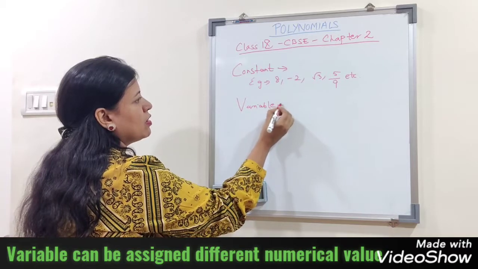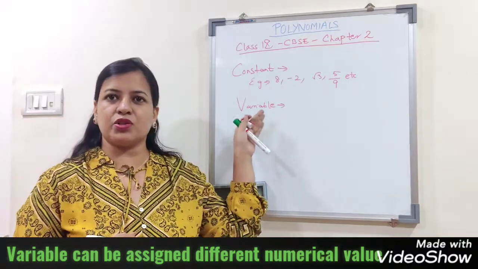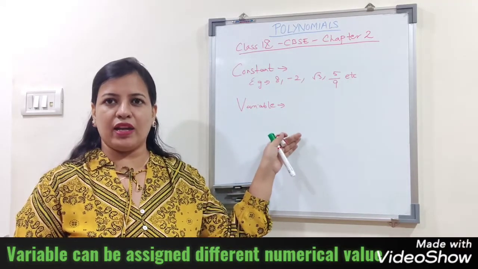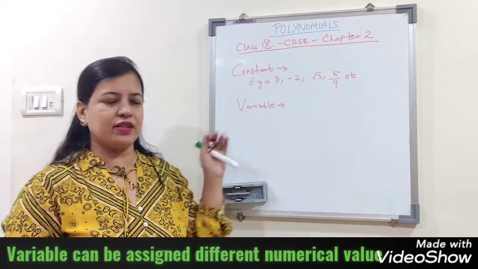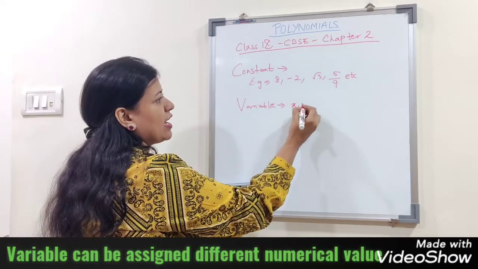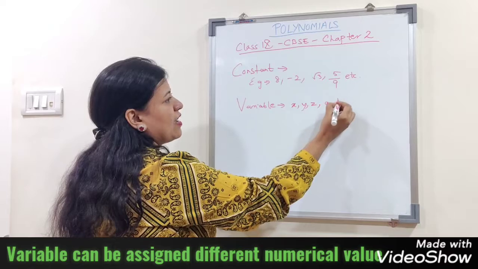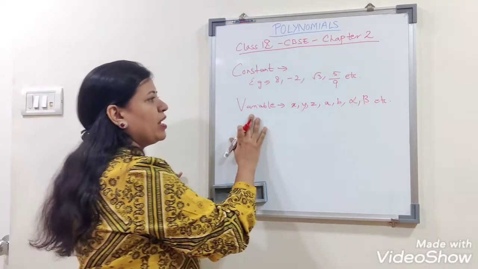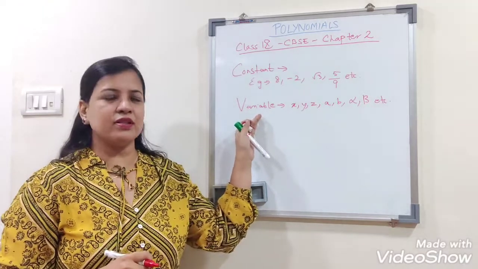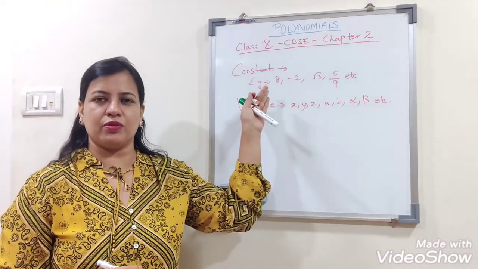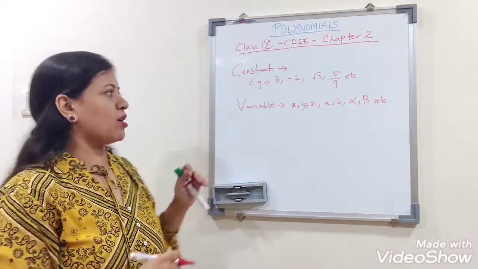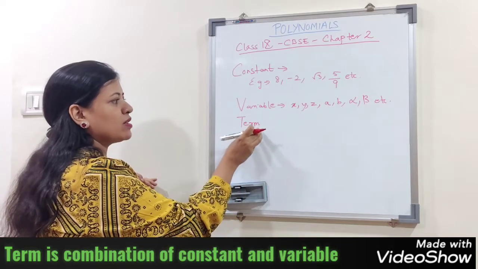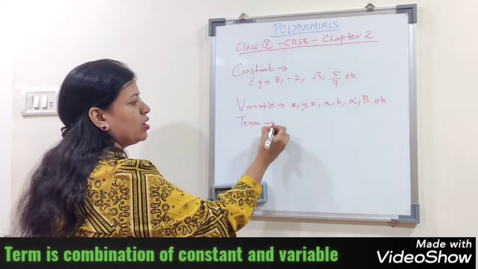What is a variable? It's a component which varies from situation to situation. That is, it can be assigned different numerical values. And in algebra, it is represented by small alphabets like x, y, z, a, b, or maybe alpha, beta, etc. So these are variables in algebra represented by alphabets, and constants are fixed numerical values, right? Now the third term that we come across is the term itself. So you have to understand what a term is in the chapter polynomials.